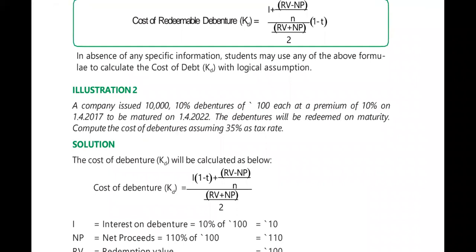A company issues 10,000 10% debentures of rupees 100 each at a premium of 10% on 1/4/2017 to be matured on 1/4/2022. The debentures were redeemed on maturity. Compute the cost of debentures assuming 35% as tax rate. So this is the problem given to us.